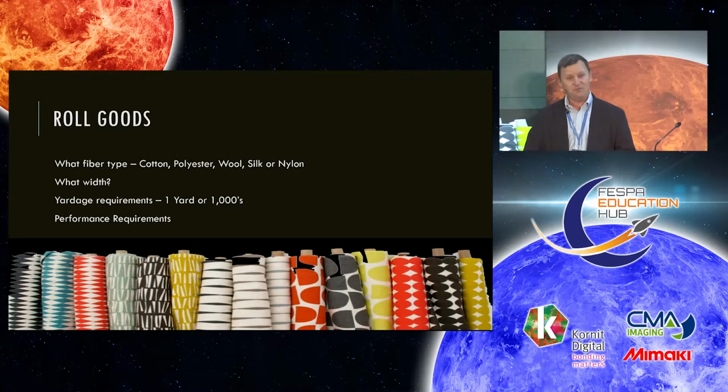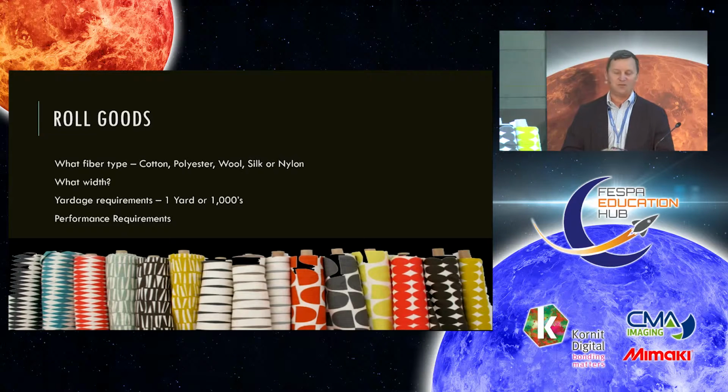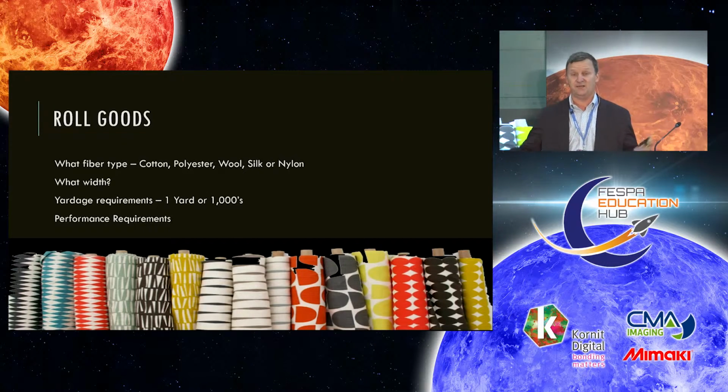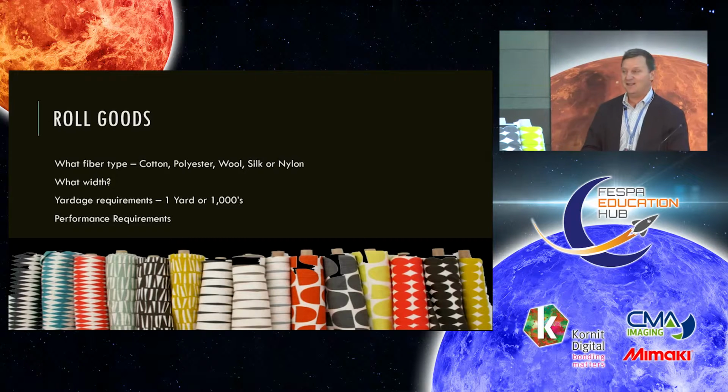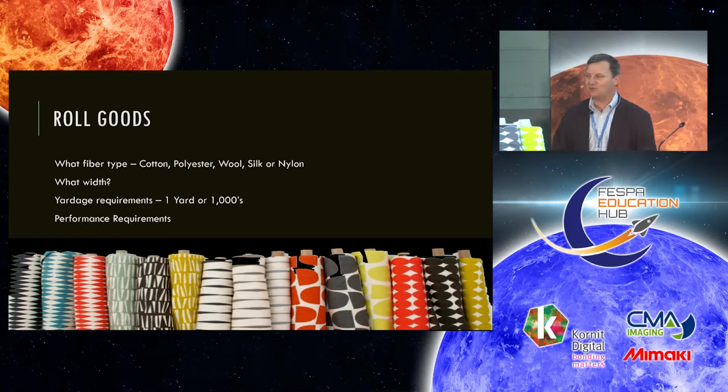Again, what width are you looking for? Do you need wide format, which is up to 1.6 or 1.8 meters, or do you need a 3.2 meter or 120 inch fabric done? Your yardage requirements, we can go from 1 yard or a small strike off up to thousands of yards. Again, this will drive what type of printer and who you choose to do your printing for you.